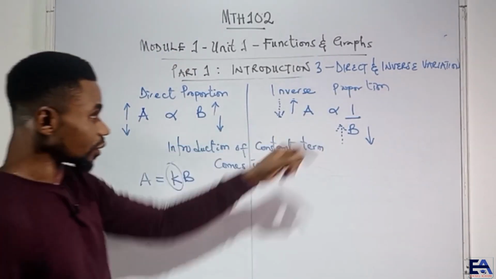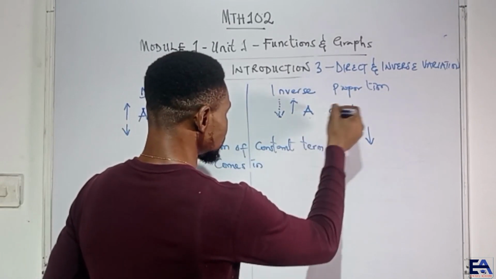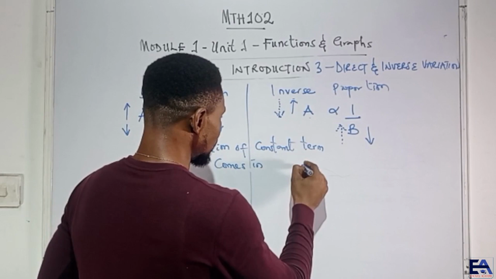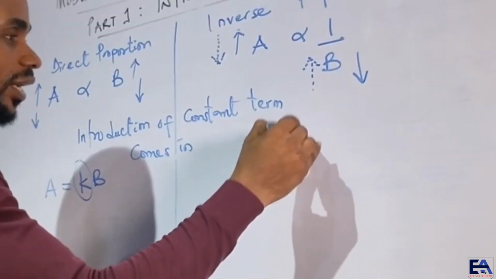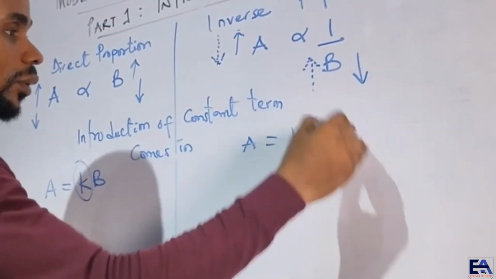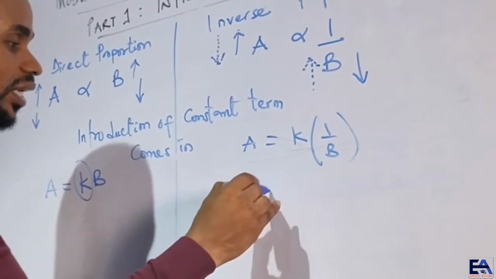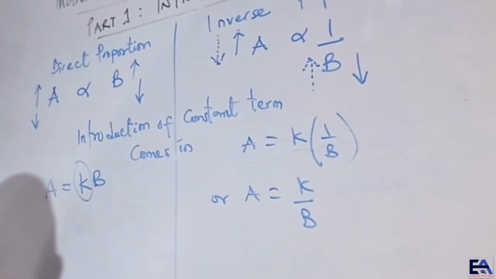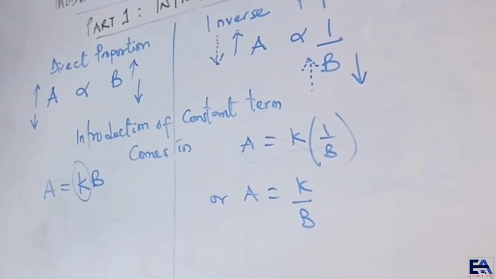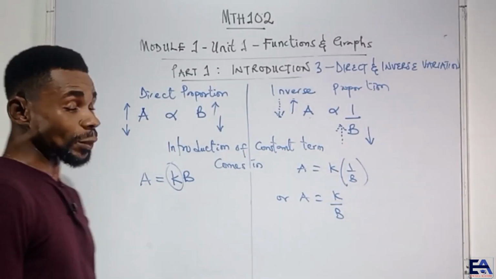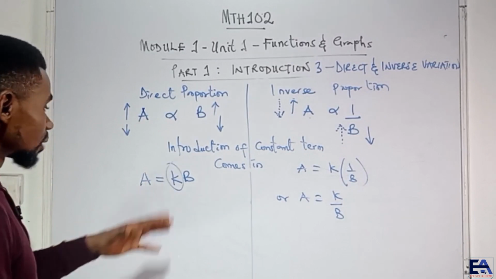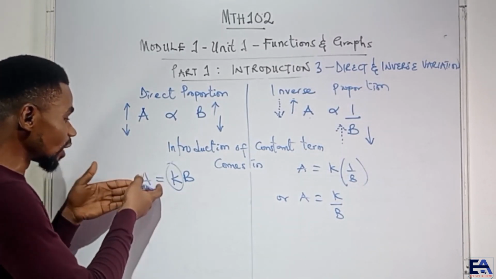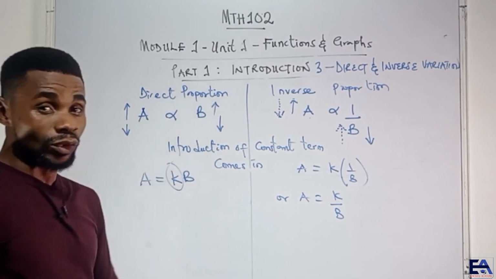The same thing on the other side too. If A is inversely proportional to B, then we will say A is equal to K multiplied by 1 over B, or simply A is equal to K over B. All right? So for us to find the constant of proportionality, we can make it the subject of the formula, provided that we know the value of A and the value of B.